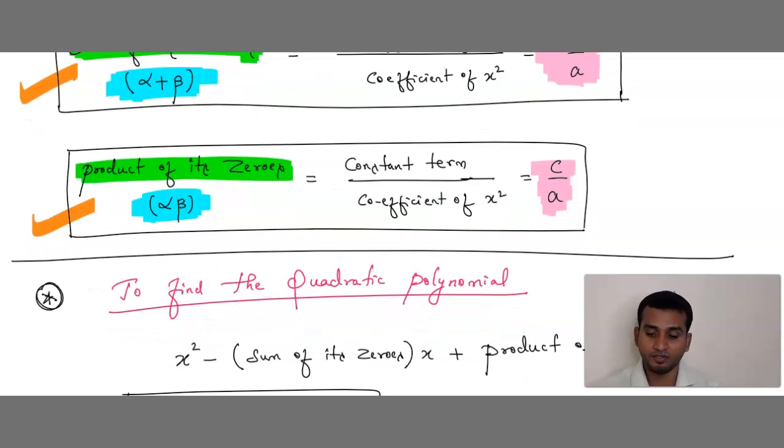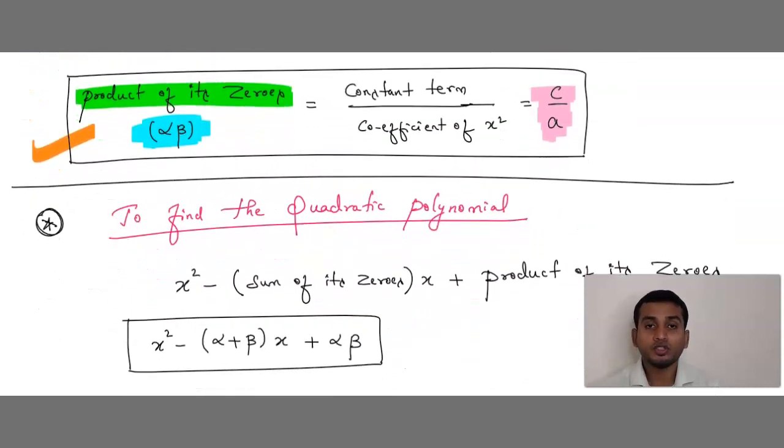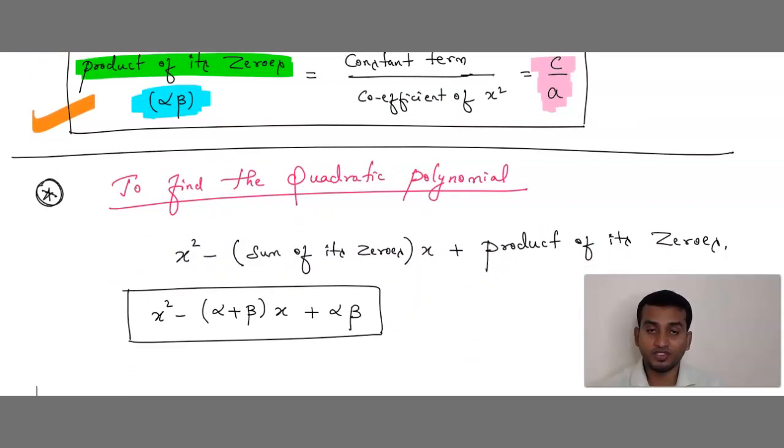Now, suppose they have given the zeros and we should frame the polynomial. Then what formula do we have to use? For example, they have given two zeros: one answer is 3, the other is minus 5. 3 and minus 5 are the two zeros of the polynomial. Then frame the quadratic polynomial. Now we have to frame the question.